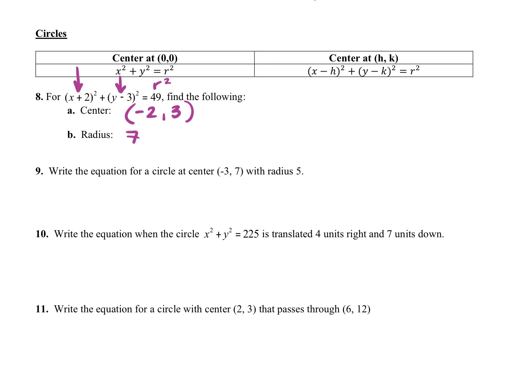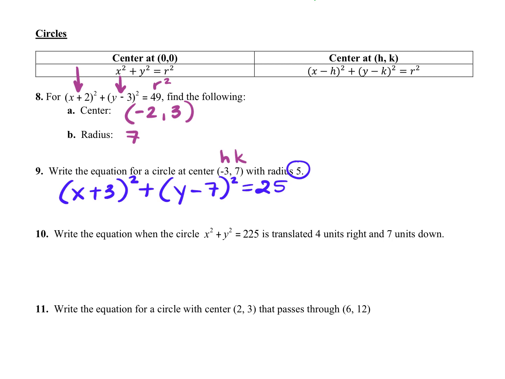All right, so then if it says write the equation for a circle with a center, HK, at negative 3, 7, and a radius of 5, and you have to write that equation, that's going to be what? X plus or minus? Plus 3 squared. This is always plus. And then y plus or minus? Minus 7 squared equals what? 25. You have to square the radius, 5 squared.